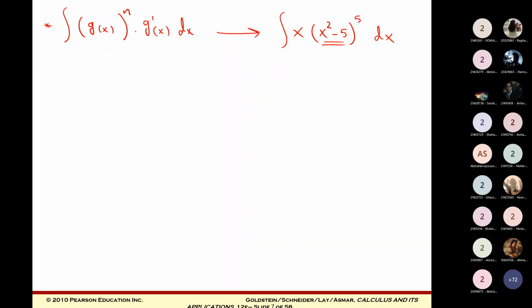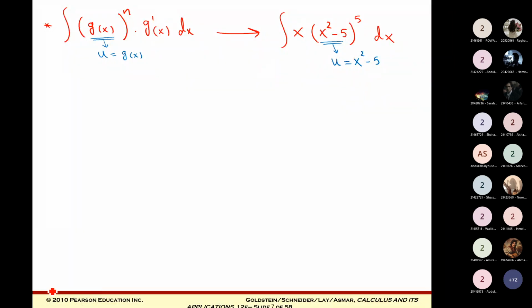What's the derivative of x squared minus 5? It equals 2x, so we can find the x outside the brackets. So we suppose that x squared minus 5 equals u. u equals x squared minus 5. So we substitute u equals g of x. This is the first case.